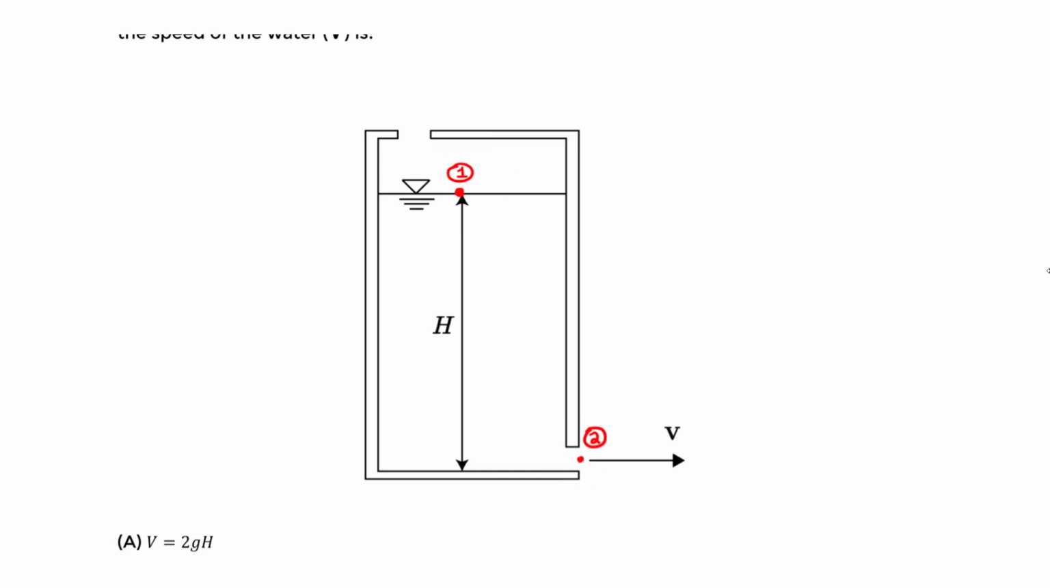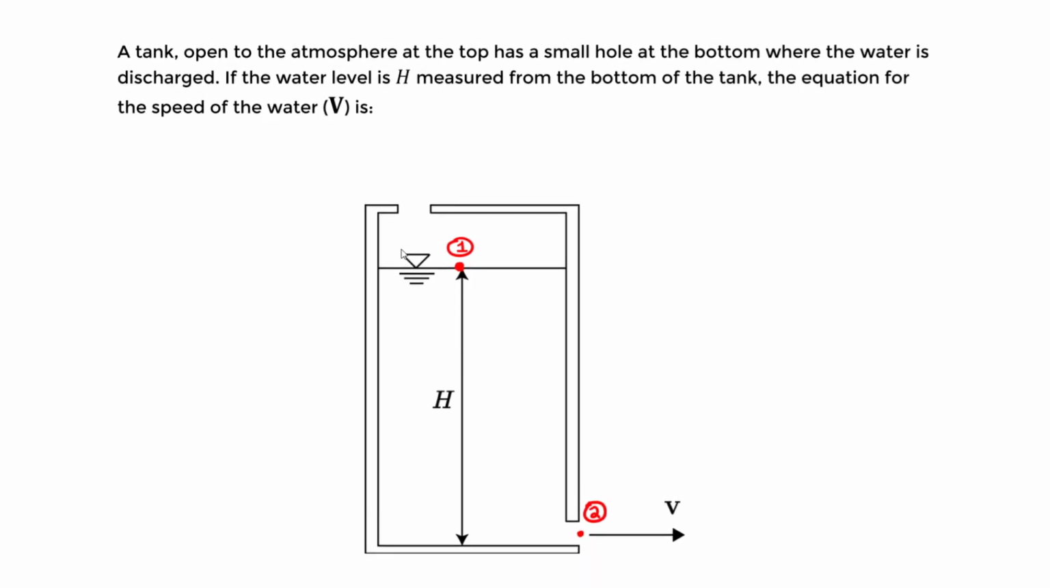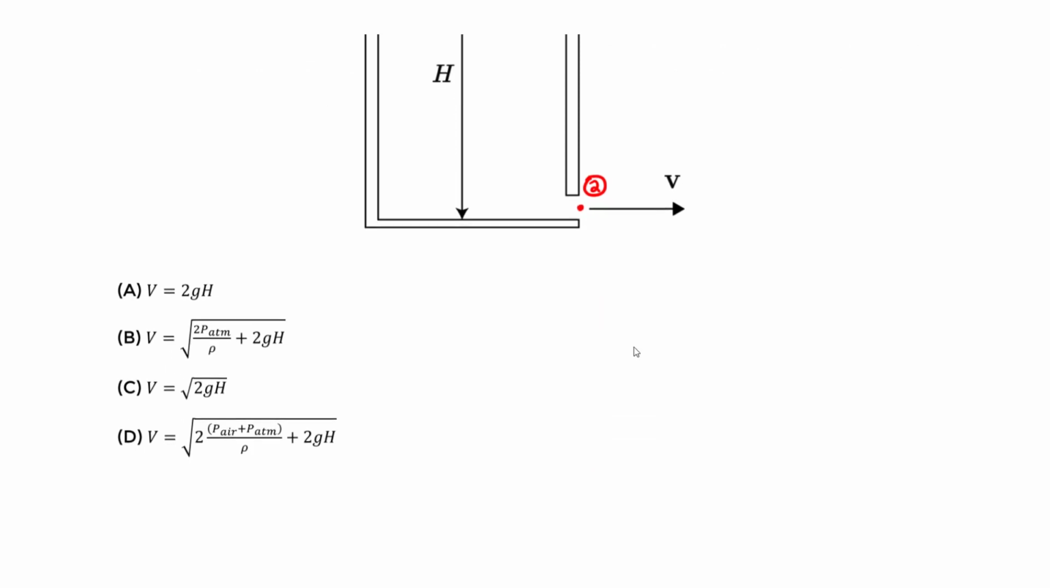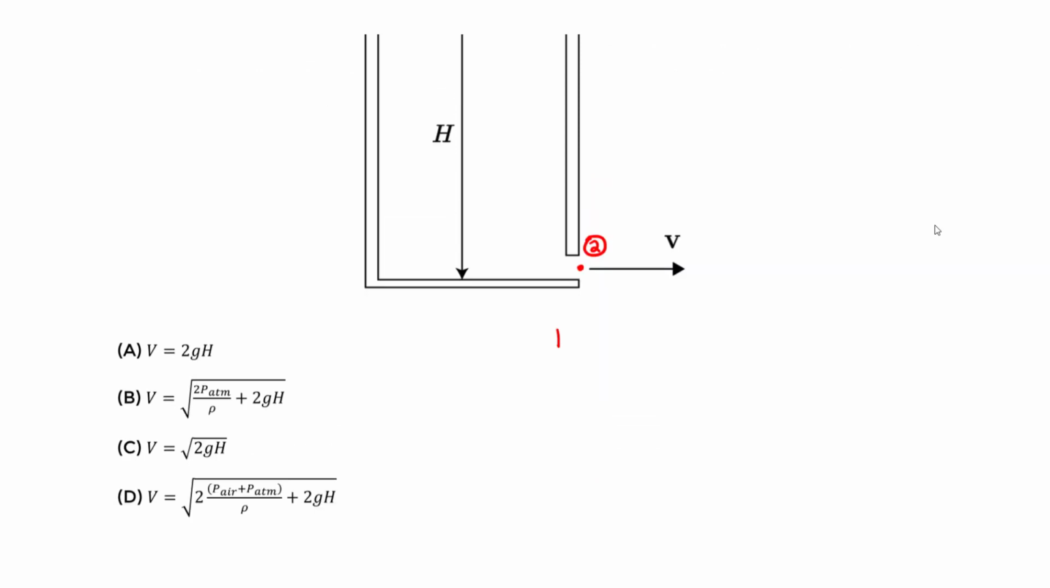And here I chose 2 because I know that at the exit where the velocity is exiting is the point that I'm concerned with. So we chose from 1 to 2, and specifically we picked 2 as our second point because this is where we want to find the velocity, the speed of the water. We want to find the equation for that. So we know we're applying the Bernoulli equation from point 1 to point 2. So on the left side I'm going to have 1, and on the right side I'm going to have 2.